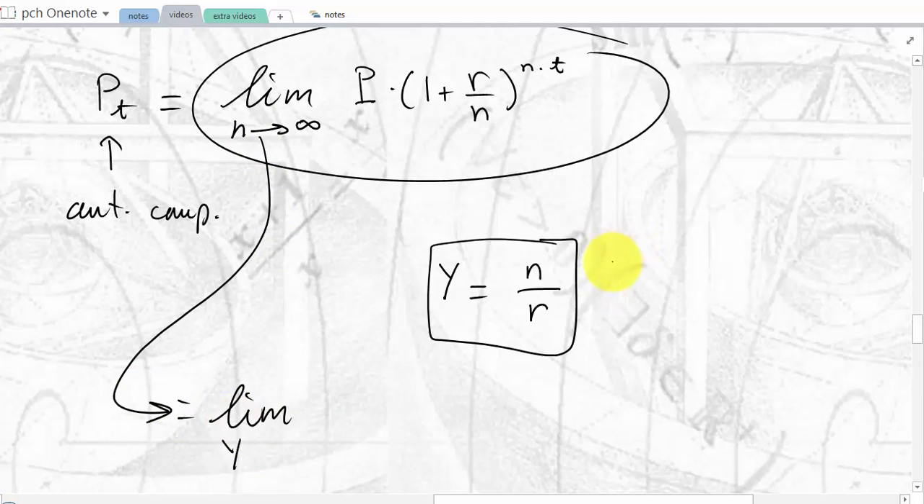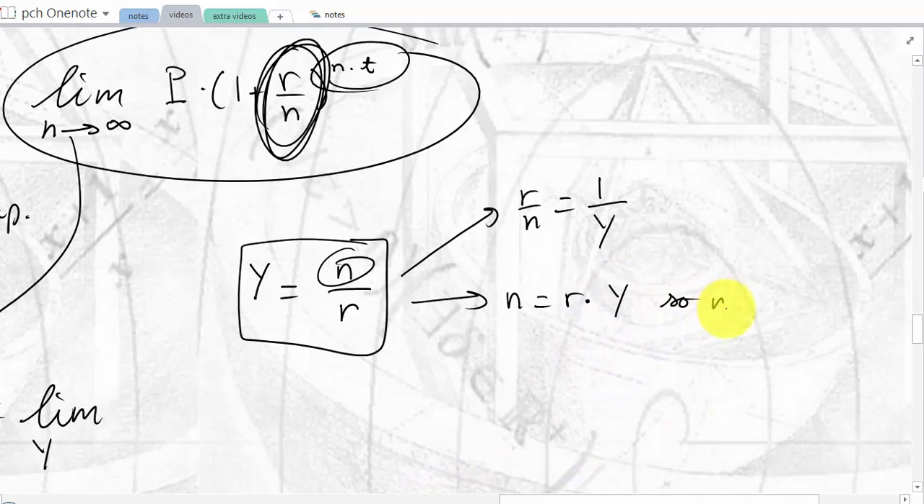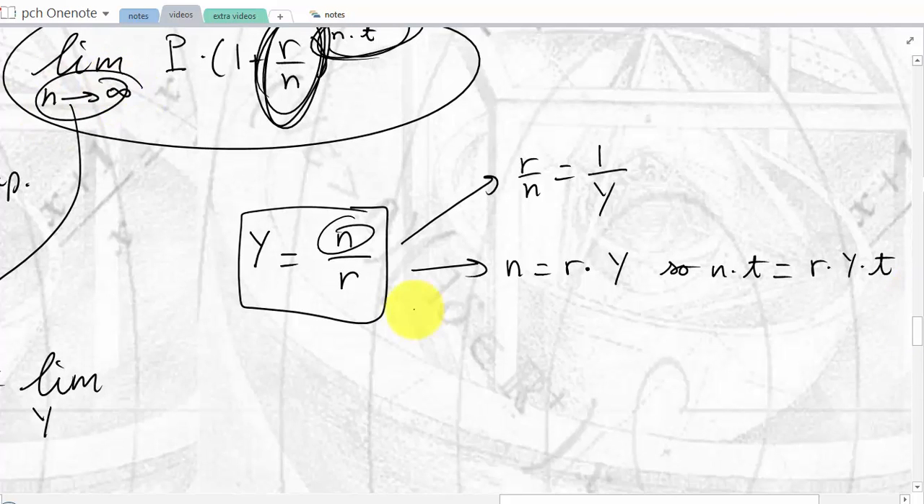We've done that before. So I need three things. First of all, in the formula, you have r over n. Y is n over r. So r over n is going to be 1 over y. Got it. Here, n times t. So what is n in this formula? n is r times y. So n times t is just r times y times t. So here's my second piece right there. And then finally, the third piece, as n approaches infinity.